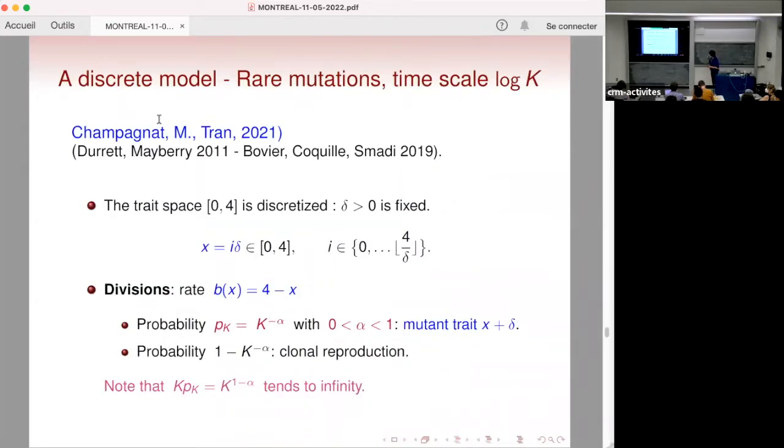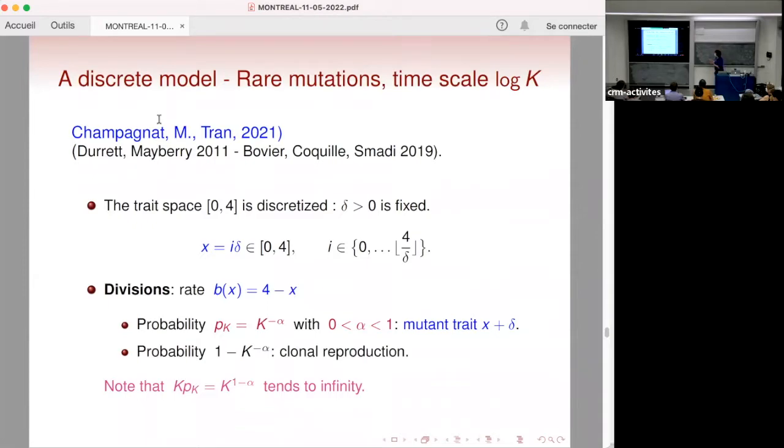We took a very simplified model, and that's work with Champagne and Tran. First we are unable to keep information on a finite number of individuals, but we thought that it could be possible to find subpopulations of size K to the beta, with beta less than 1. Remember that K is the order of the dominant population size, but we would like to keep track of small populations of such size.